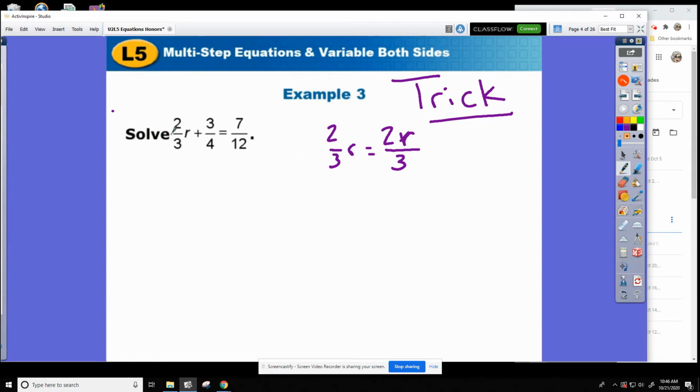Anyway, back to this. So what number can I divide by 3? I could divide by 4. I could divide it by 12. Well, that number is 12. So I'm going to multiply that by 12. I'm going to multiply that by 12. And I'm going to multiply that by 12.